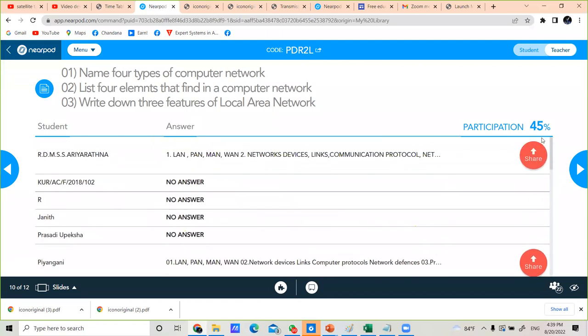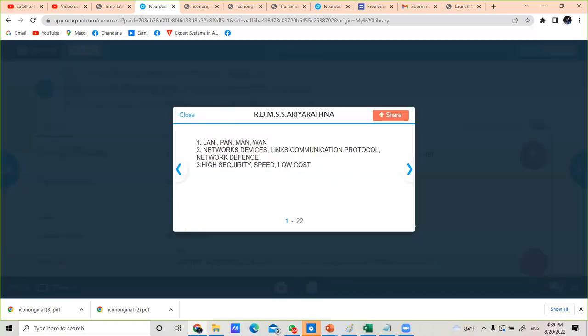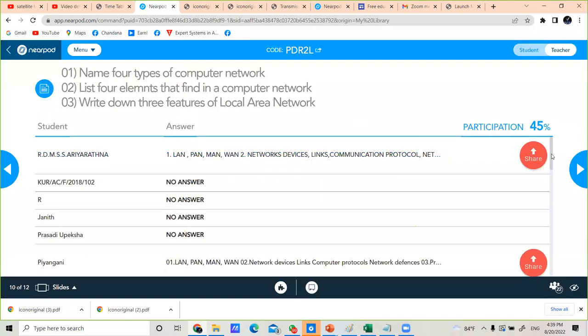Then Aryaratna also provided the answers. Types of networks: LAN, PAN, MAN, and WAN. Network devices, link, communication protocol, network defense, okay. High security, speed, and low cost, okay. That answer is complete. The answers are correct.